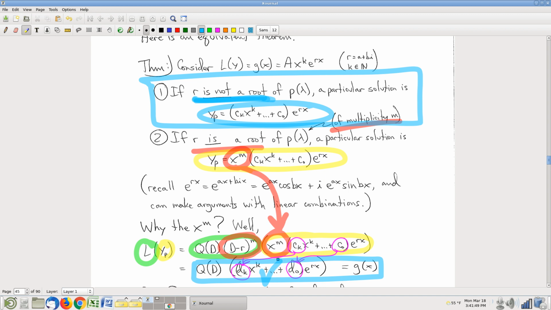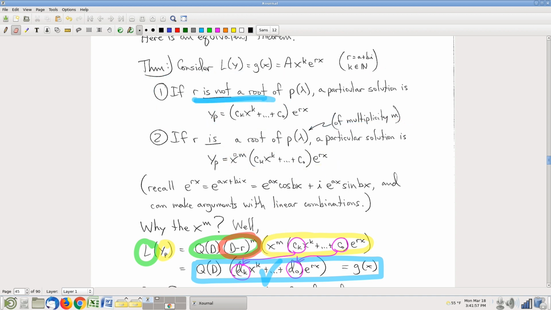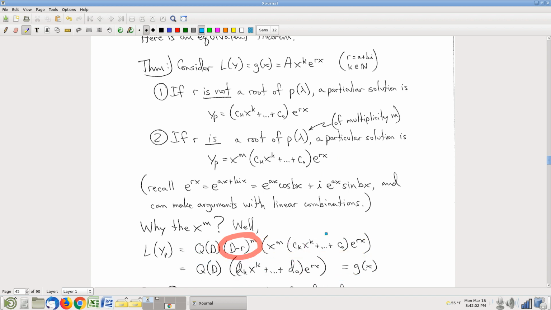So there's a lot of little details in there. Try not to get lost in those details. The point to this, let me erase everything that isn't the point. The point is that we put these factors of x in there to balance off with these factors of d minus r that are messing things up for us, to reduce the question to the previous case one where there's no roots and the naive guess works just fine. Roughly speaking, the x to the m comes from the factors of d minus r to the m that were there by assumption.